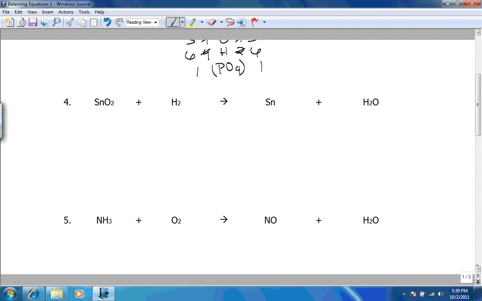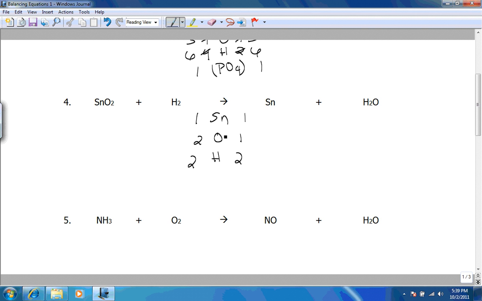Number 4. We have 10 oxygen and hydrogen. 1 on each side for 10. 2 oxygens here, 1 oxygen here. 2 hydrogens here and 2 hydrogens here. So the 10s are balanced.